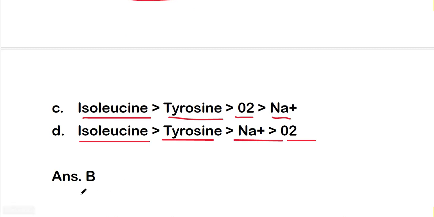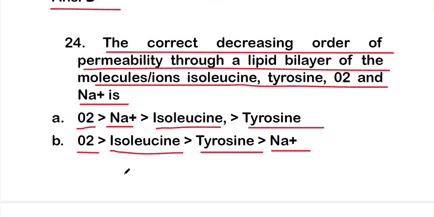So the right one is option B, O2, then isoleucine, then tyrosine, then Na plus. So the correct decreasing order of permeability through a lipid bilayer of the molecules or ions isoleucine, tyrosine, O2 and Na plus is O2, then isoleucine, then tyrosine, then Na plus. It is the decreasing order of permeability.